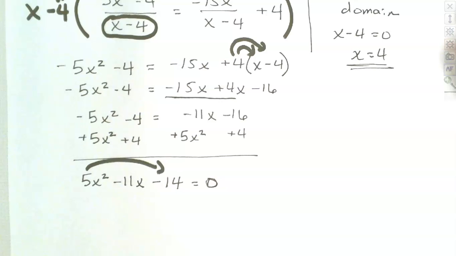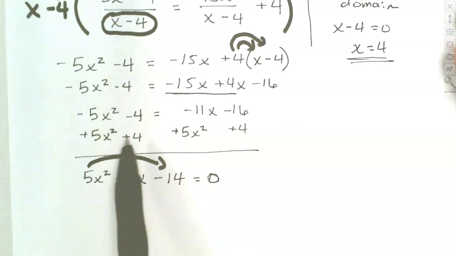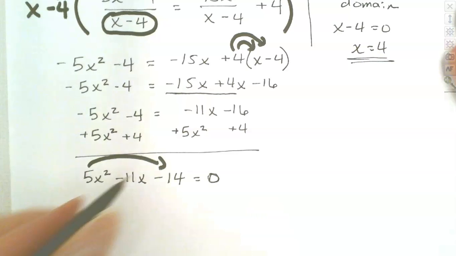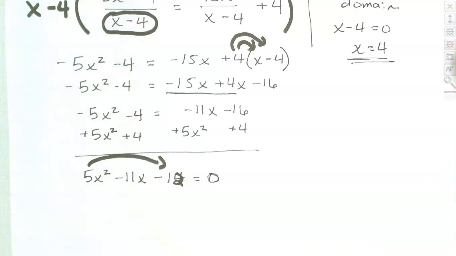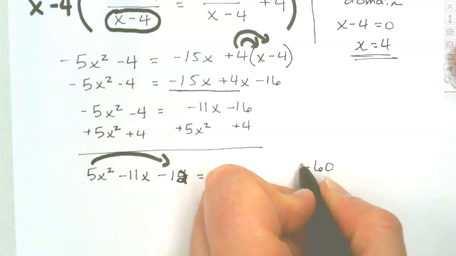Did I make a mistake? Let's see. Where did I make the mistake? Oh, yep, you're right. Yes, 12. My mistake. Sorry about that. At least we caught it before we started to factor here. So now we have 5 times a negative 12. Well, that makes it a negative 60.